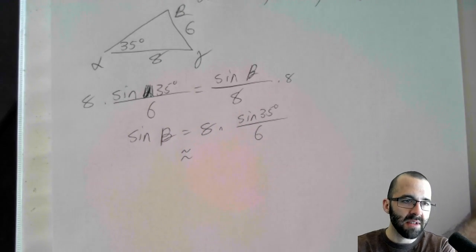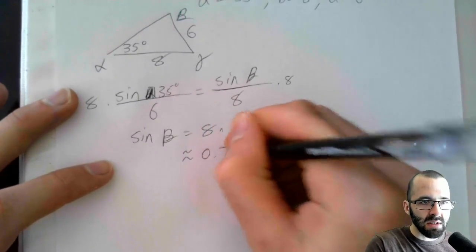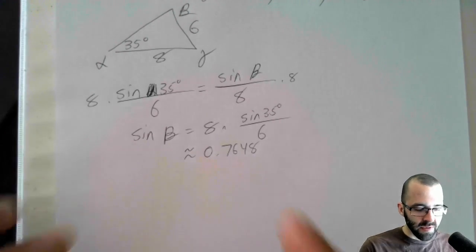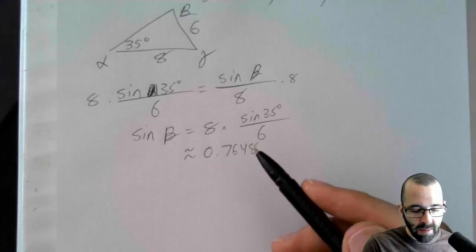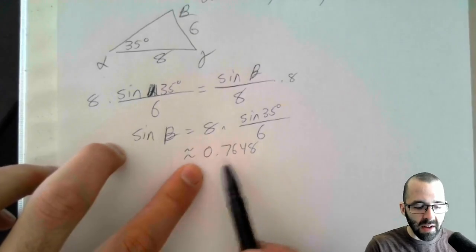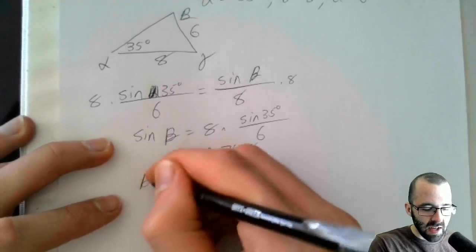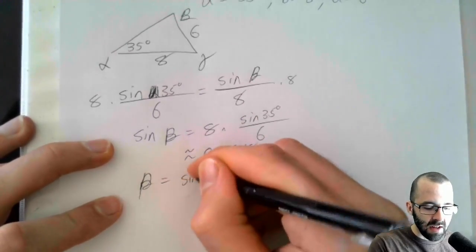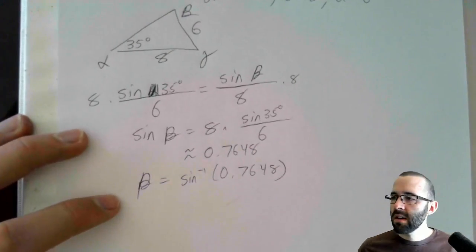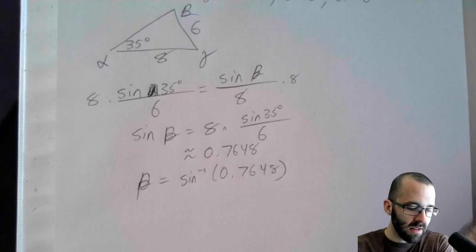Right-hand side is 8 times the sine of 35 degrees over 6. All right, that's about 0.7648. So this is going to have an answer, right? We're going to have to approximate it, but we know that sine goes between -1 and 1, and this is in the range of sine. All right, so now we take the inverse sine of both sides. Beta is going to be the inverse sine of 0.7648. You type that in, arc sine of 0.7648.